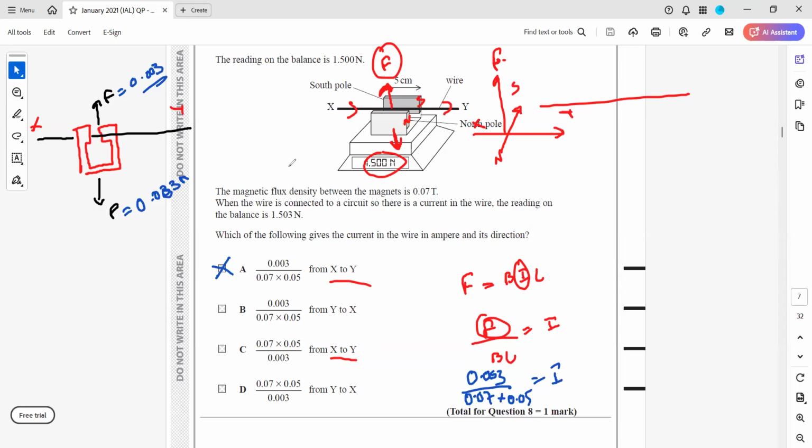So the force on the magnet is downward and the force on the wire is upward. Forces always act in pairs. So if the magnet is pushed downward by the wire, the magnet will push the wire upward. They both apply equal and opposite forces on each other. Is it clear?